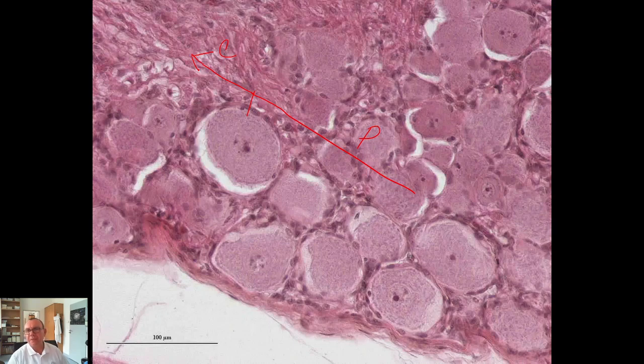Another thing which we can see in this picture is a variable size of these neurons. Some of them are really very big. They can measure more than 100 micrometers, but together with them there are smaller neurons. You must compare only neurons when you see a nucleus.